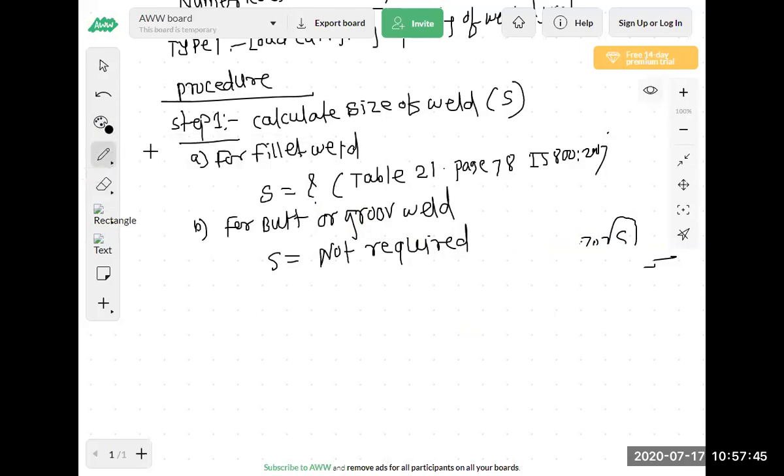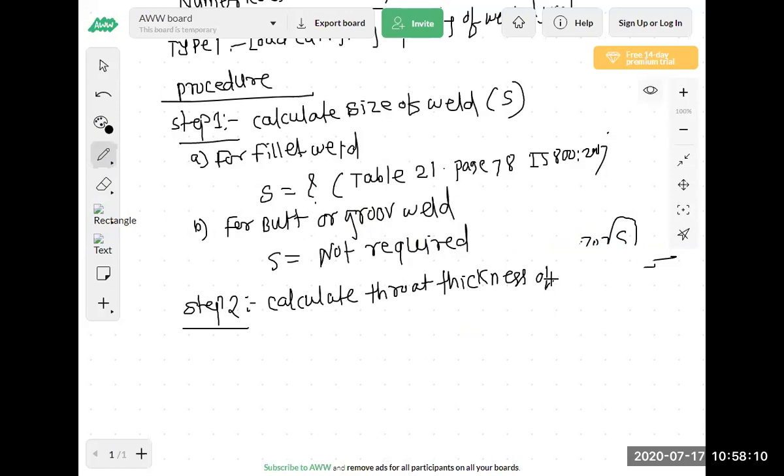Okay, now next step, step number 2. Step number 2 is calculate throat thickness of the weld. Calculate throat thickness of the weld. Now here again small a for fillet weld.